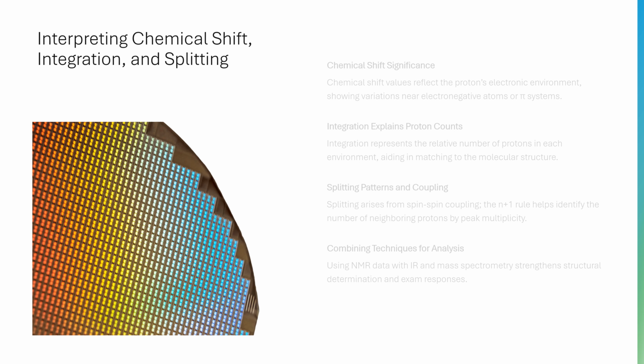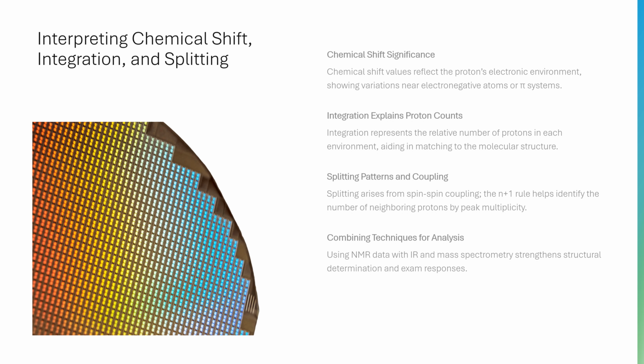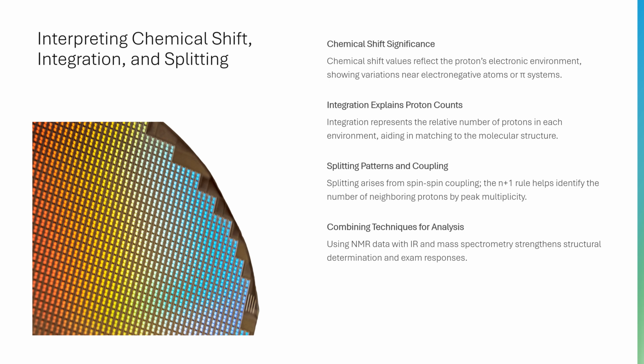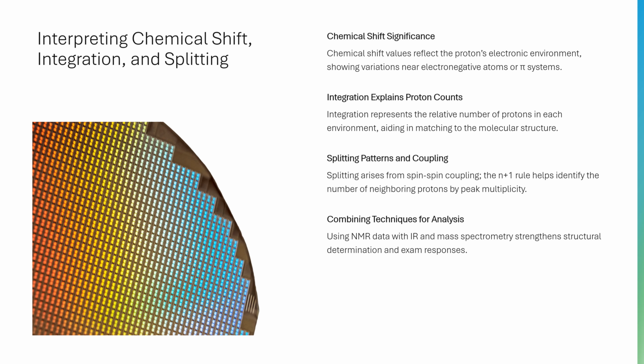Interpreting ¹H NMR spectra requires students to consider chemical shift, integration, and splitting simultaneously. Chemical shift values indicate the electronic environment of protons. For example, protons attached to electronegative atoms or near pi systems appear at higher ppm values. Integration provides the relative number of protons in each environment, which can be matched to parts of a proposed structure.